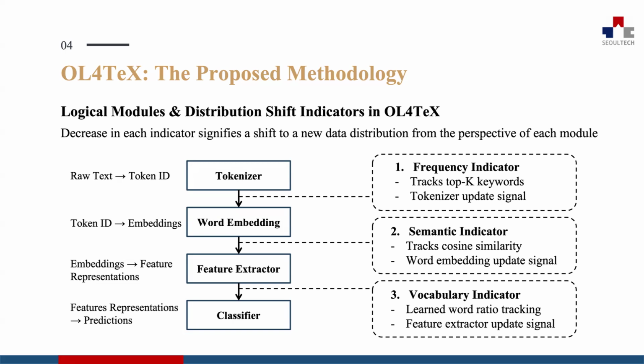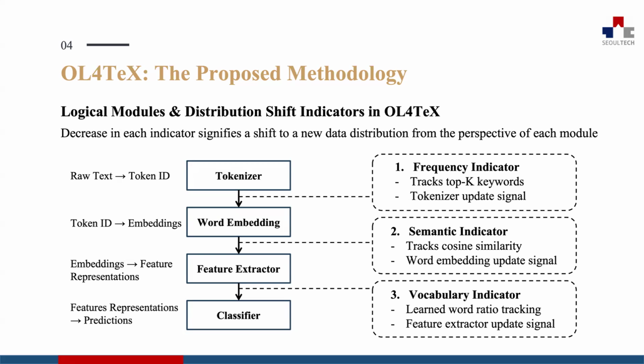And to update this model in real-world online learning scenarios, there is a need to develop a countermeasure to efficiently and effectively measure the degree of distribution shift in real time. So to achieve this, we propose three novel indicators, which are the frequency indicator, semantic indicator, and vocabulary indicator. And each of these has been developed focusing on the corresponding module, specifically the frequency indicator for the tokenizer, semantic indicator for the word embedding, and vocabulary indicator for the feature extractor.